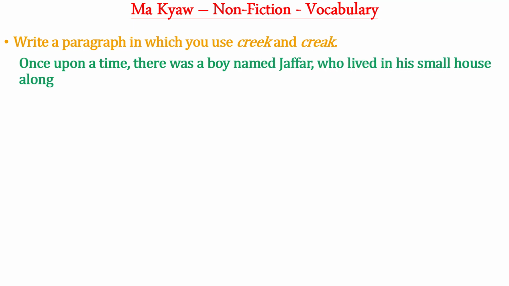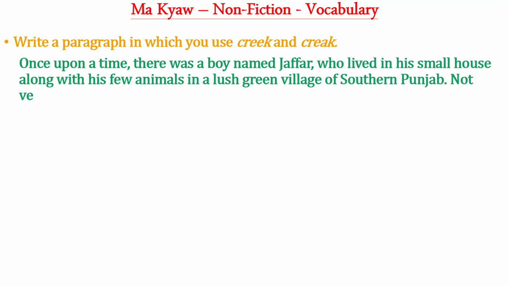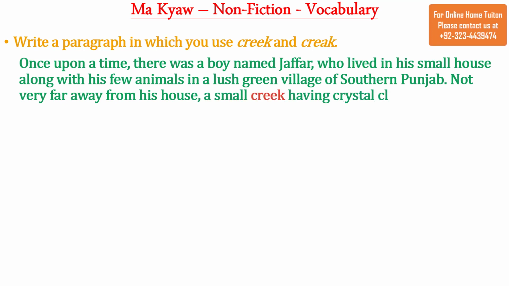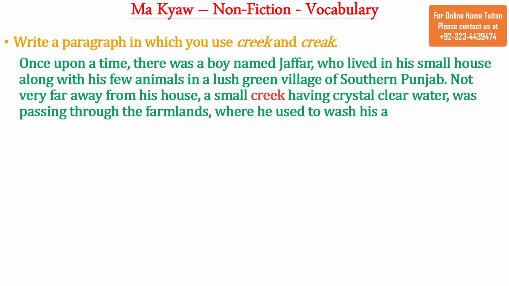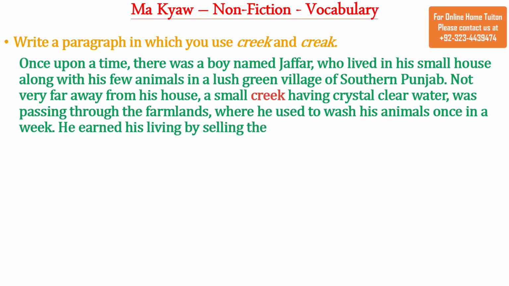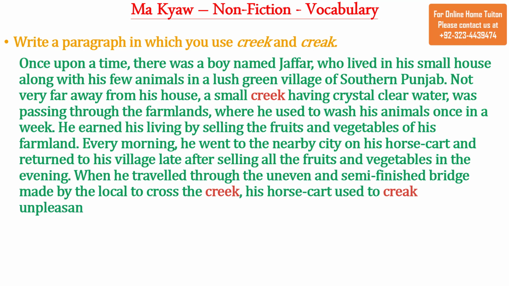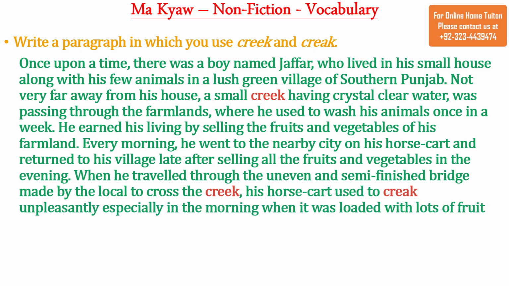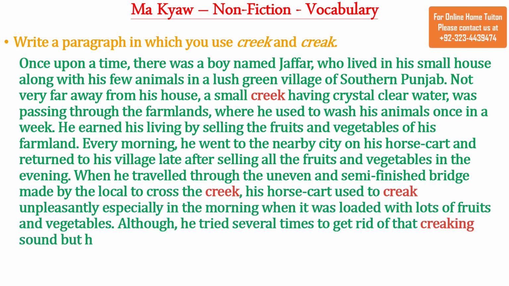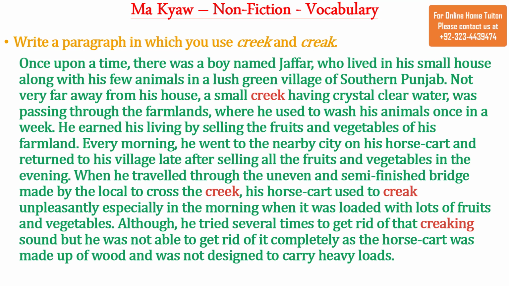Once upon a time, there was a boy named Jafar who lived in his small house along with his few animals in a lush green village of southern Punjab. Not very far away from his house, a small creek having crystal clear water was passing through the farmlands where he used to wash his animals once in a week. He earned his living by selling the fruits and vegetables of his farmland. Every morning, he went to the nearby city on his horse cart and returned to his village late after selling all the fruits and vegetables in the evening.